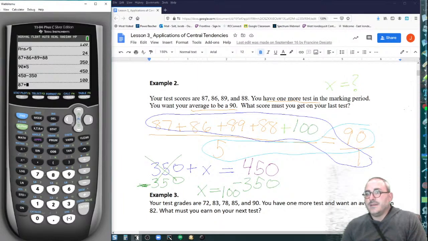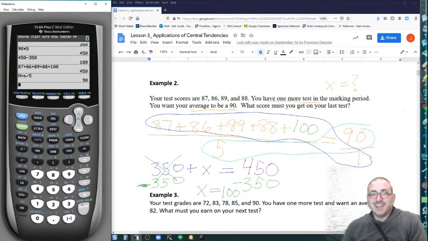87 plus 86 plus 89 plus 88 plus 100. That was our variable. 450. Oh, that's promising. Starting to look like the other equation. Divided by 5 should give us 90. Yep, there it is. There's the 90. Right? We did it. Success.